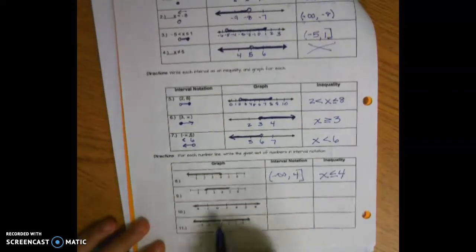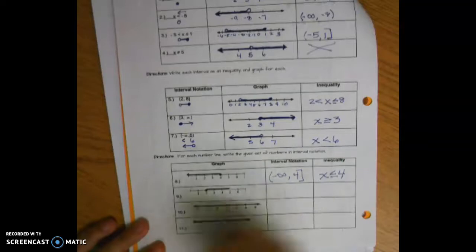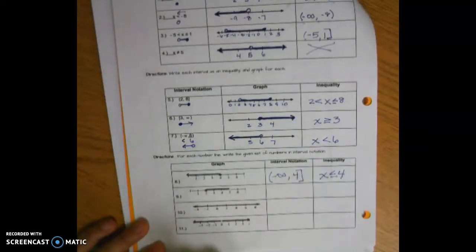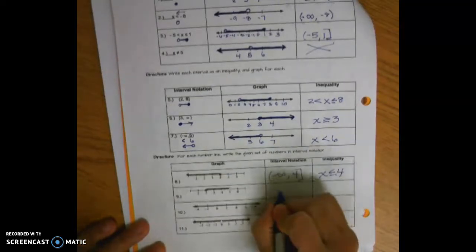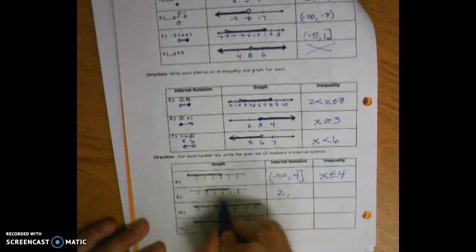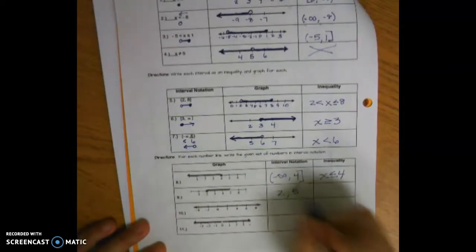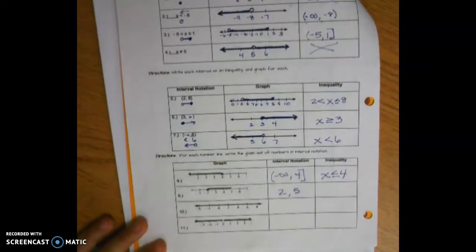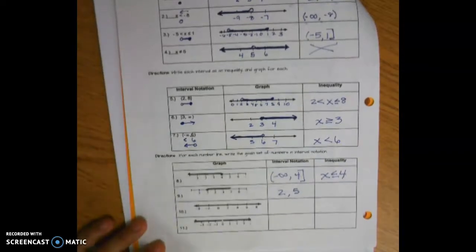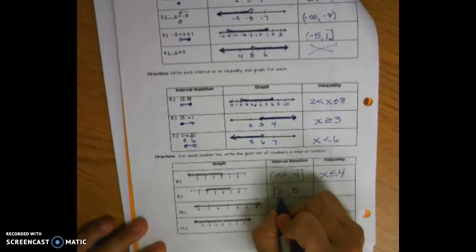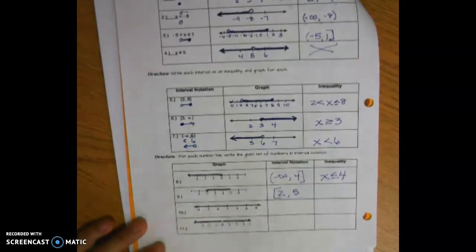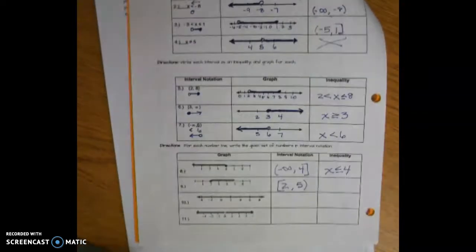Okay, number 9. I have 2 endpoints, which means I'll have 2 numbers. I won't have an infinity symbol. So the first number is 2. That's my one endpoint. And the other endpoint is 5. So this is all the numbers from 2 to 5. The 2 is included because of the closed circle, so that would get a bracket. And the 5 is not included because of the open circle, that would get a parenthesis.